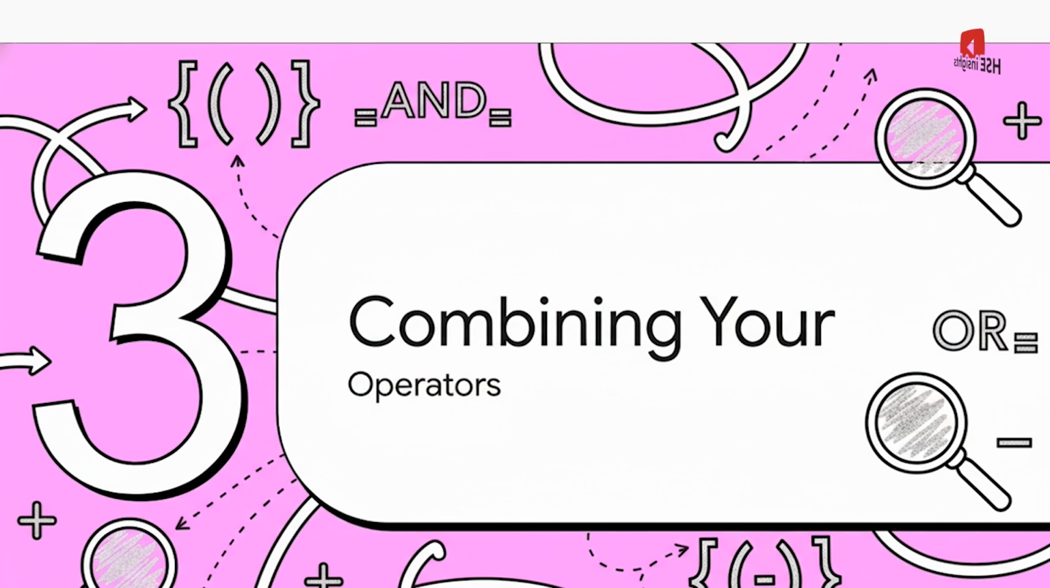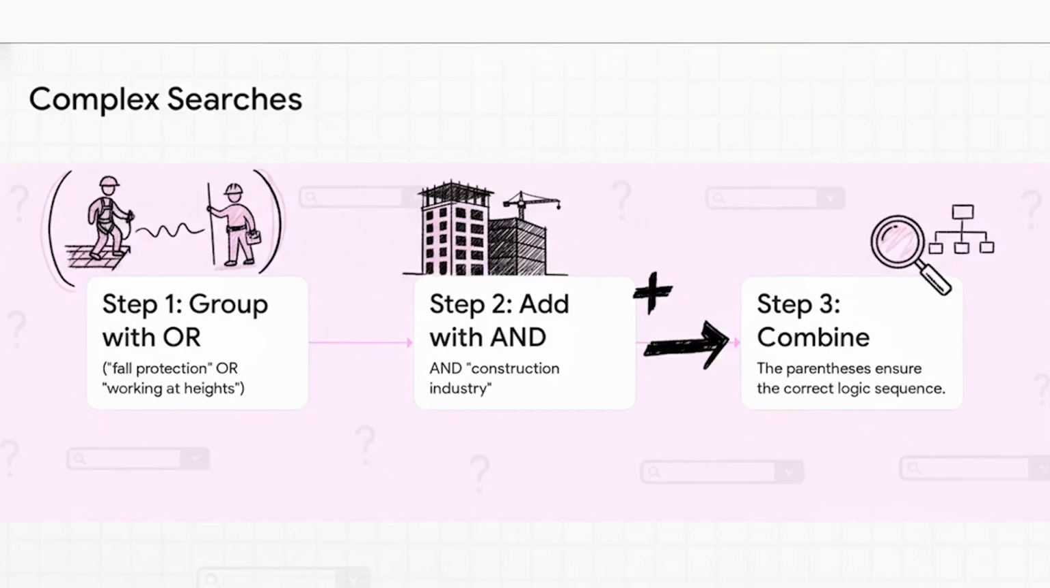So, let's break this down step by step. First, you take your synonyms, your options, and you group them together inside parentheses. So, here we have fall protection or working at heights. Then you use and to connect that whole group to your main topic, which in this case is construction industry.